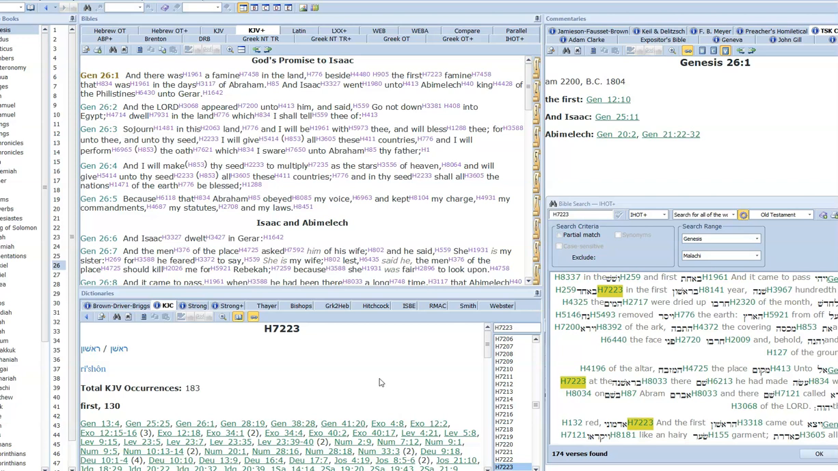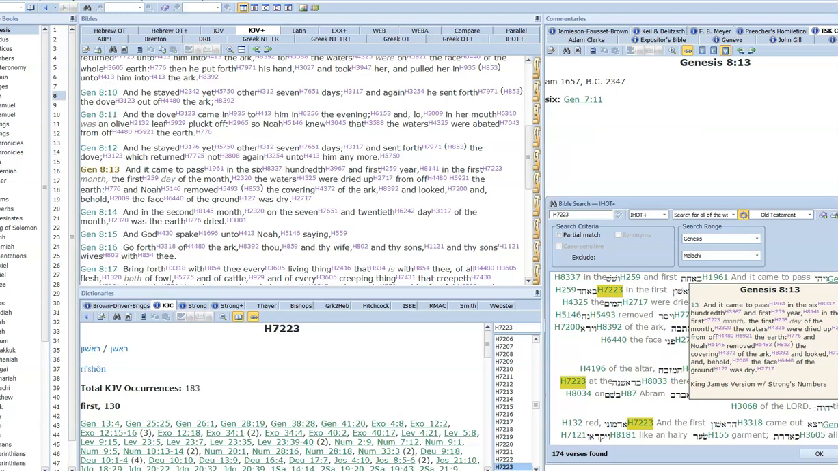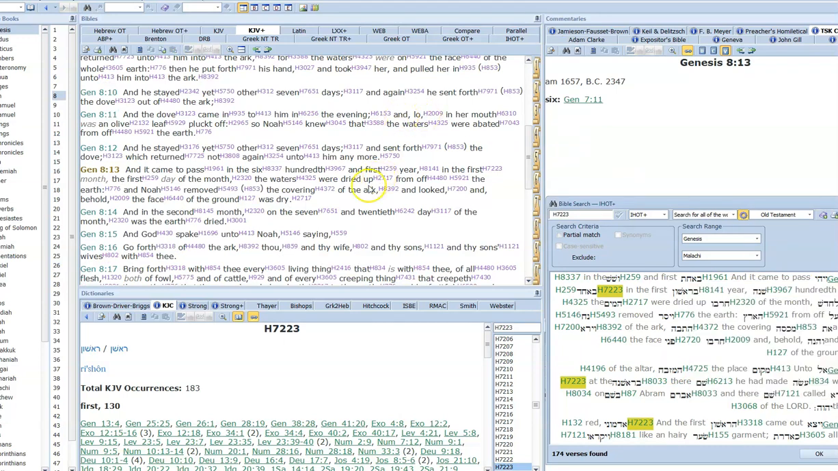But let's look at a few occurrences at least, because we need to get some insight on H7223 Rashun because it occurs so many times. We're not going to look at anywhere near all of its occurrences, but we're going to look at some. Its very first occurrence is in Genesis 8:13, and in English, it came to pass in the 601st year, in the first month, the first day of the month, the waters were dried up from off the earth, and Noah removed the covering of the ark.